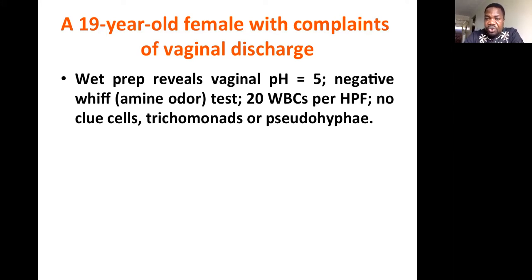You have no clue cells. Clue cells are specific vaginal epithelial cells that are covered by a large amount of anaerobic bacteria. So it is suggestive of bacterial vaginosis. And there are no trichomonads or pseudohyphae seen. So all this means that there is no candidiasis, there is no bacterial vaginosis, there is no Trichomonas vaginalis infection. So you rule out all causes of vaginitis.